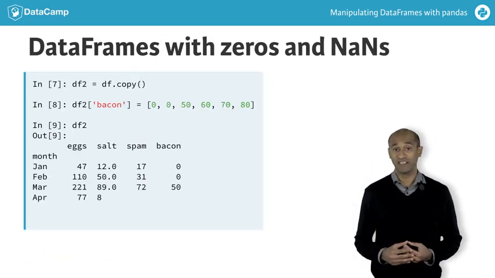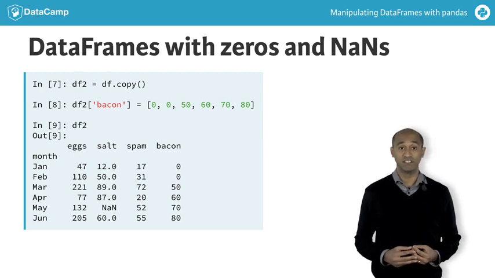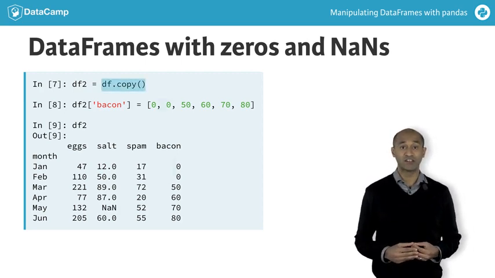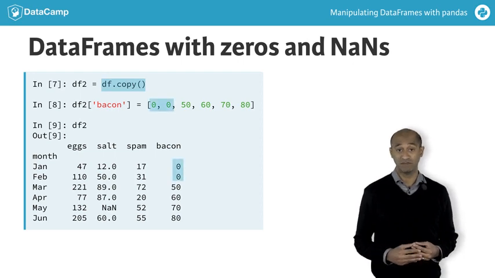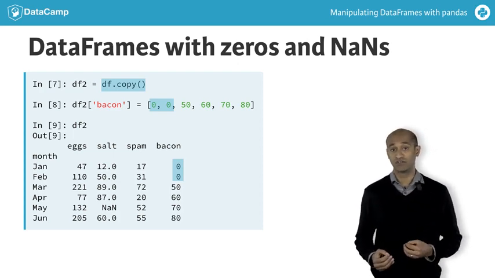Missing values are commonly encountered in data analysis. These missing values are sometimes represented by zeros, at other times by the special NaN, not a number value. Here, let's copy our data frame and add a column bacon with some zero elements. We'll use this new data frame, df2, to explore Pandas methods for selecting or excluding data slices with zeros or NaNs.